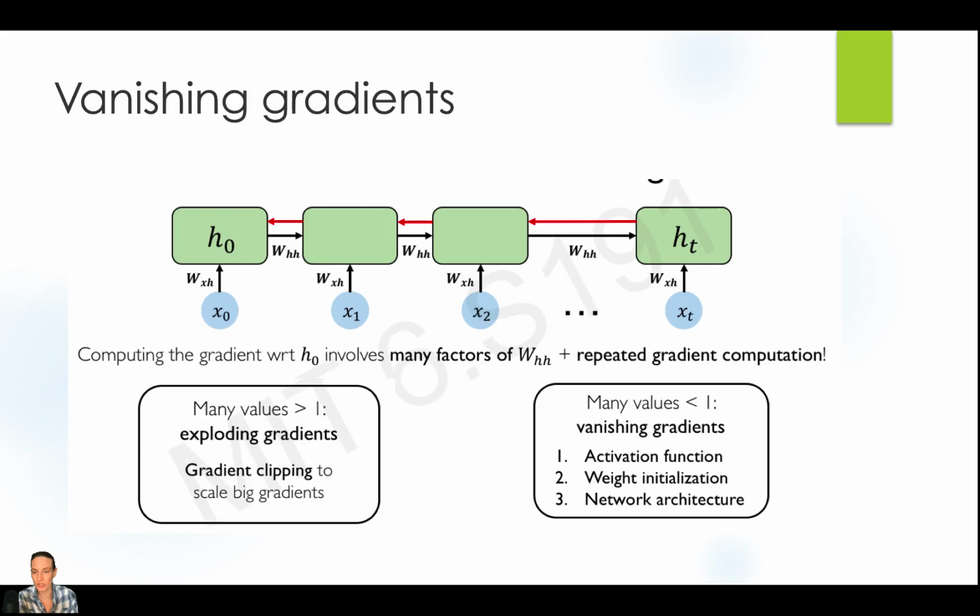First, if any of these values involved in the repeated calculation, such as either the weights or the gradients themselves, become bigger than 1, then we can have the problem of exploding gradients. In this case, we can perform gradient clipping to just scale down the big gradients. A more important problem is if these values, either the weights or the gradients, are smaller than 1, then we get a vanishing gradient problem.